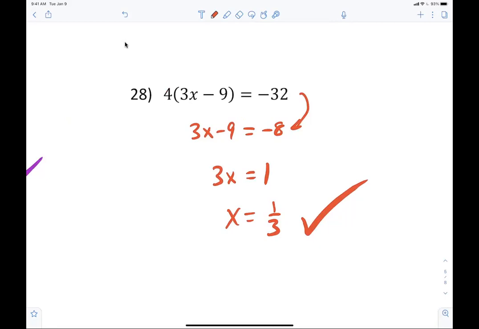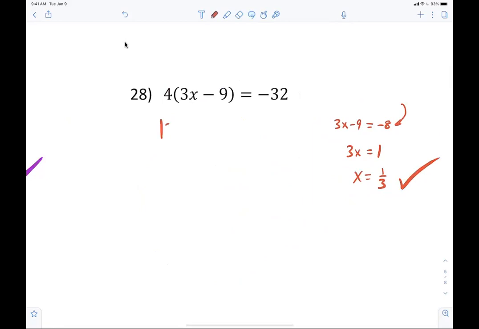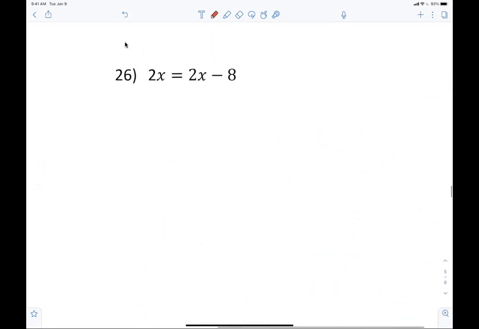I distributed. Okay, so are you going to get the same answer? 12x minus 36 equals negative 32. 12x equals 4. X equals 4 divided by 12, which is 1/3. Where's your mistake? I keep thinking 4 times 3. Okay, well, hopefully that'll change by tomorrow.